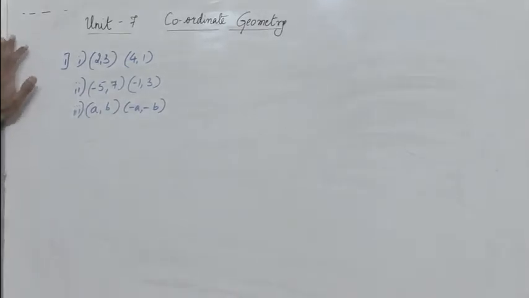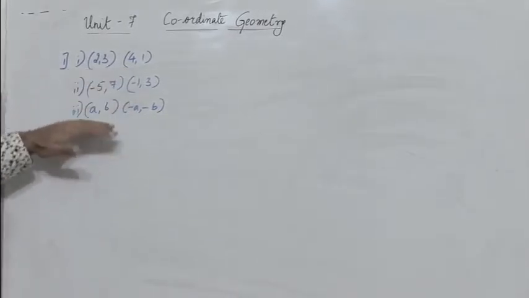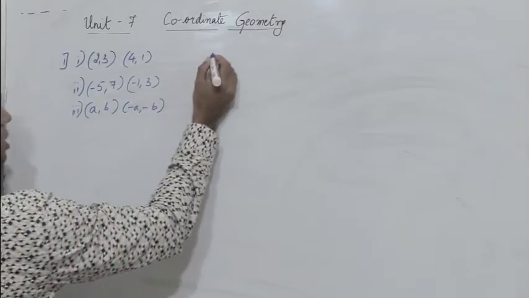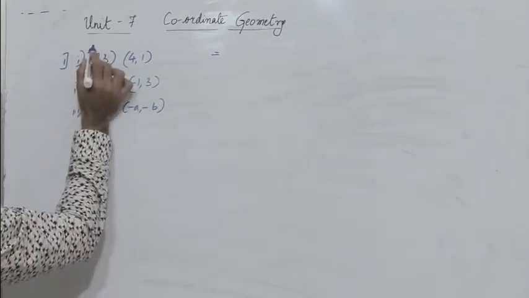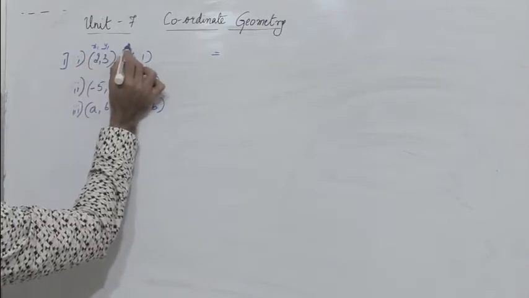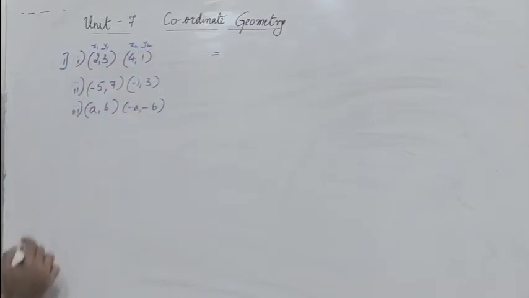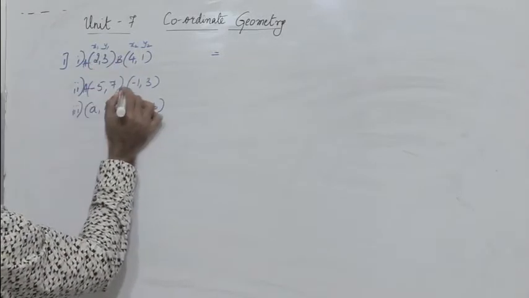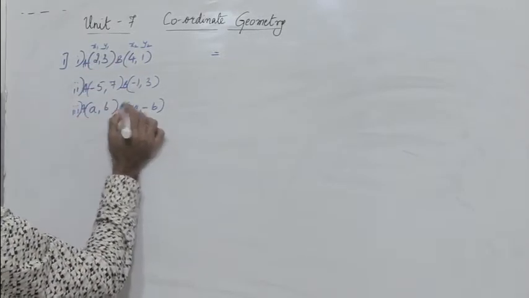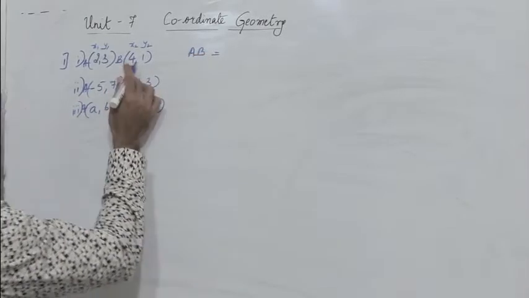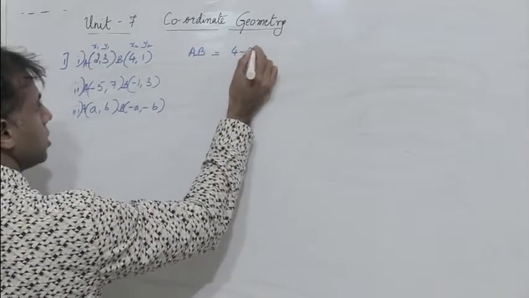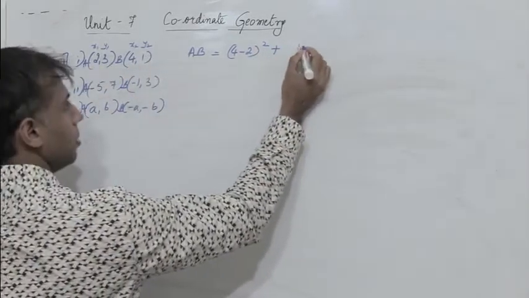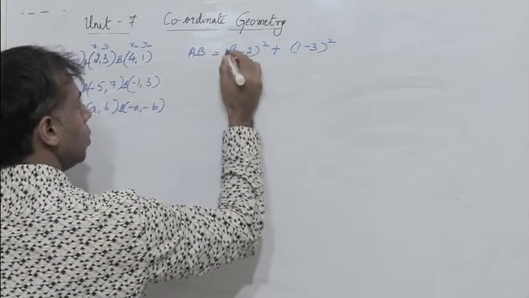The first problem, we need to find the distance between the 2 points given. There are 3 sub-problems given here. If I need to find the distance between these 2 points, let this coordinate be x1, y1, and the next coordinate be x2, y2. Let these points be A and B. So the distance AB is the square root of (x2 minus x1), 4 minus 2 the whole square, plus (y2 minus y1), 1 minus 3 the whole square.